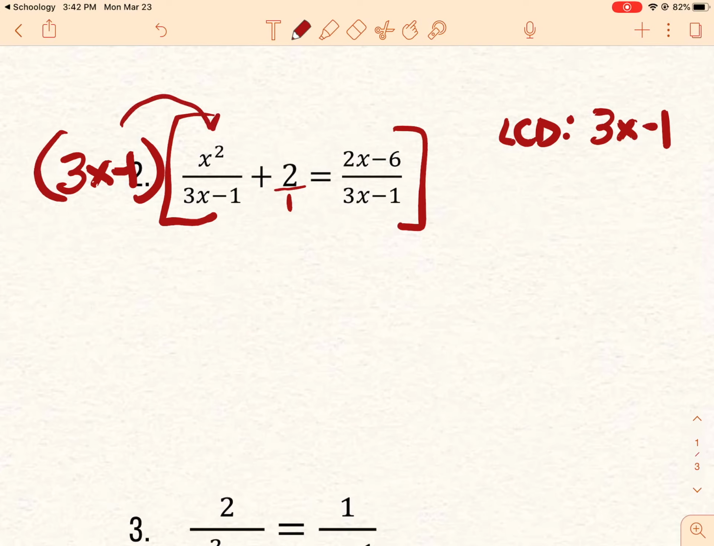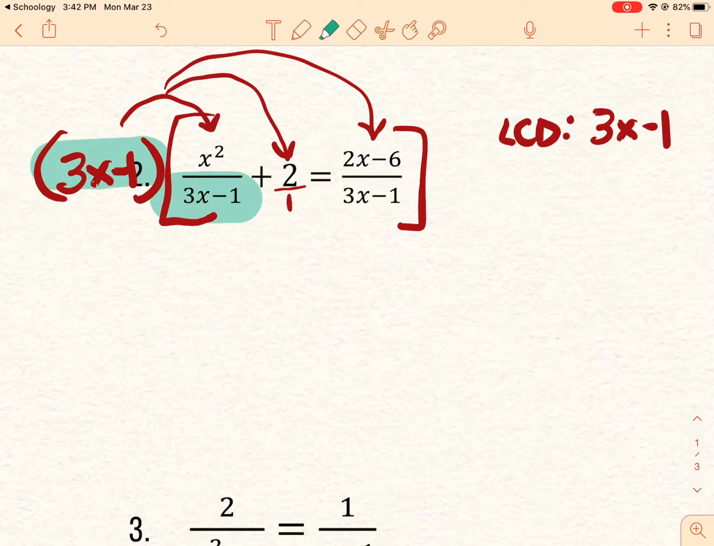We want to see what happens. So it's going to be distributed to that, to that, and to that. What you see on that first term is they both have a 1 up top, 1 on the bottom, so those cancel out to be just 1. So all you're left with is that x squared.